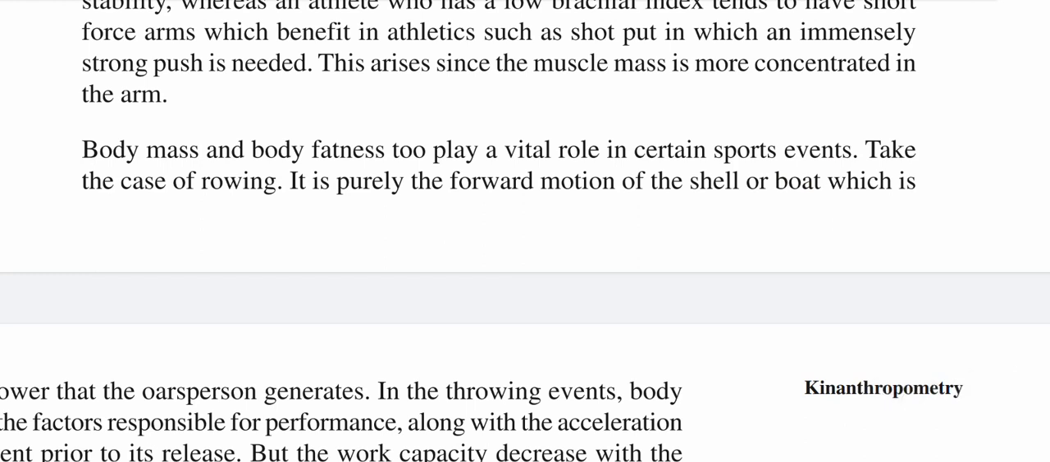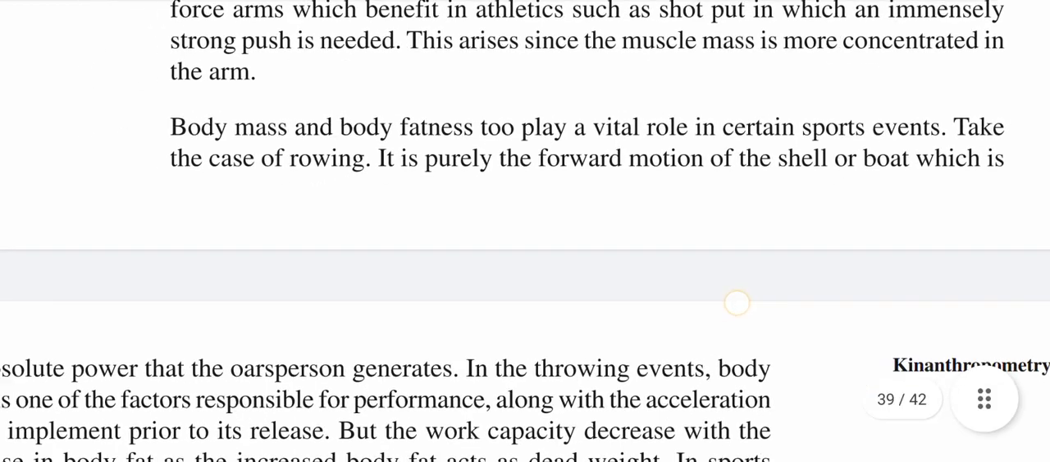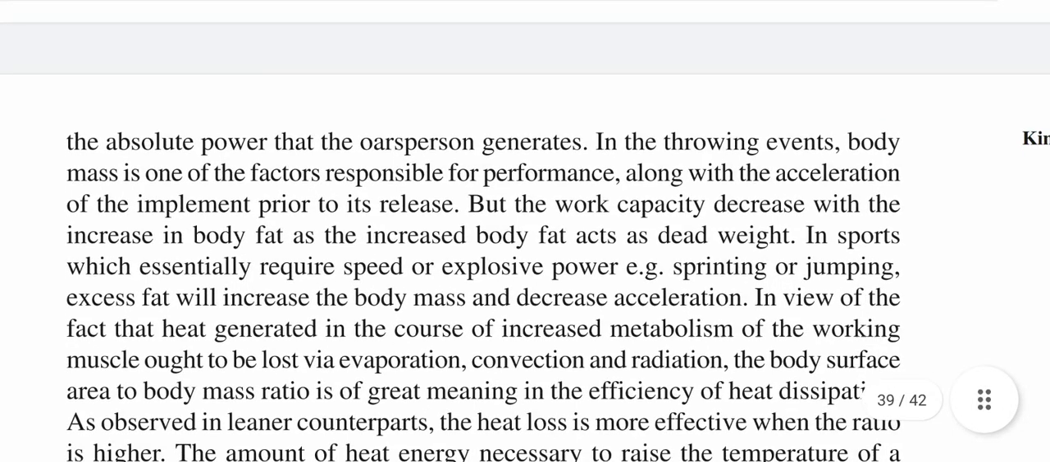Body mass and body fatness too play a vital role in certain sport events. Take the case of rowing. It is purely the forward motion of the shell or boat which is the absolute power that the rower generates. In the throwing events, body mass is one of the factors responsible for performance along with the acceleration of the implements prior to release, but the work capacity decreases with an increase in body fat, as the increased body fat acts as dead weight.